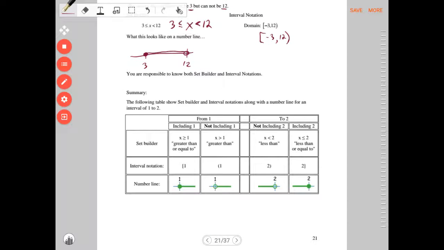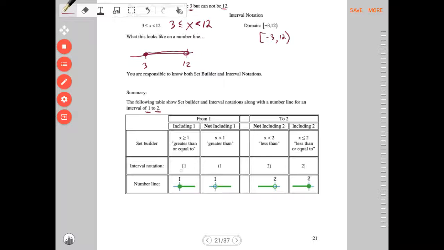So, a summary for this: the following table shows set builder and interval notations along with a number line for an interval from 1 to 2. In set builder notation, if I include 1, I am greater than or equal to 1. If I don't include 1, I'm just greater than 1, no equal sign. If I don't include 2, I am less than 2. If I do include 2, I'm less than or equal to 2.